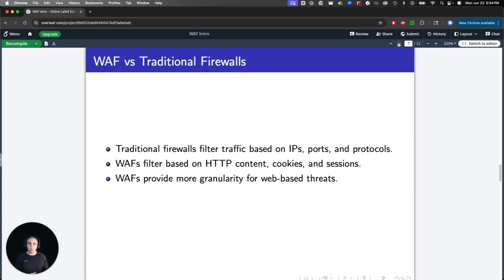WAF versus traditional firewalls. Let's try to parse out what's the difference. Traditional firewalls filter based on ports and protocols and more static information. WAFs filter based on more the HTTP content, cookies, sessions. These things can be dynamic, and so you want your web application firewall to have rule sets that can be resilient to these changes, and they provide more granularity. That goes along with the dynamic nature of HTTP content and cookies and sessions, and the general different tooling and dynamic nature of the web.